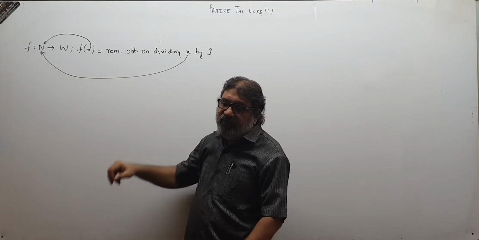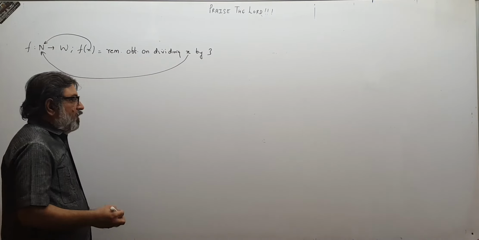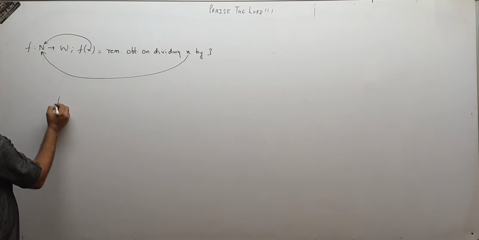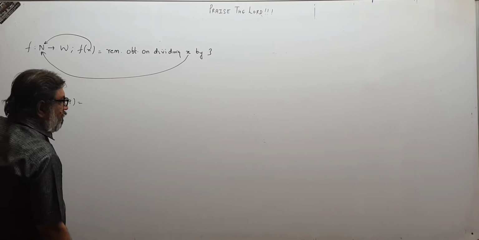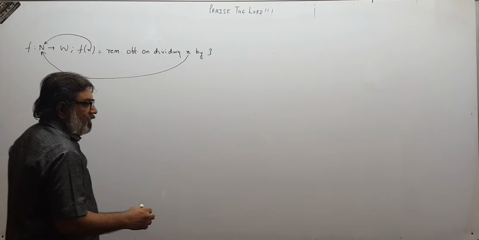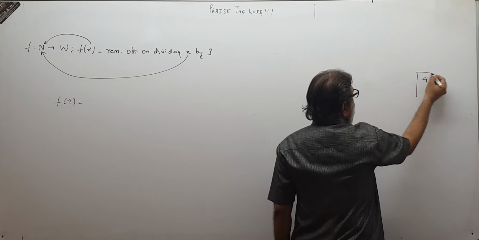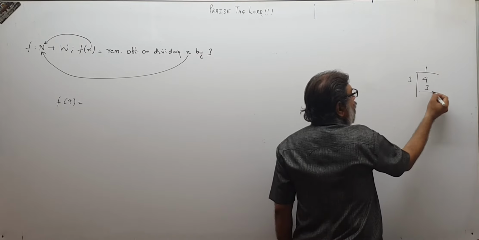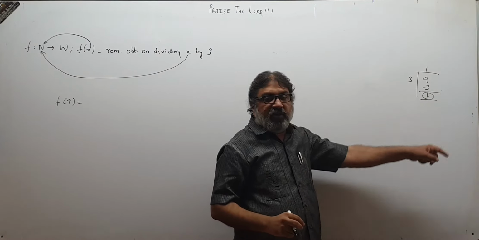Remainder that you get when you divide x by 3, that is your answer, the value of the function. So children, can you tell me what will be f4? If I divide 4 by 3, what will be the remainder? Think. I am dividing 4 by 3. So 3 ones are 3. What is the remainder? 1. This is the quotient. This is the remainder.